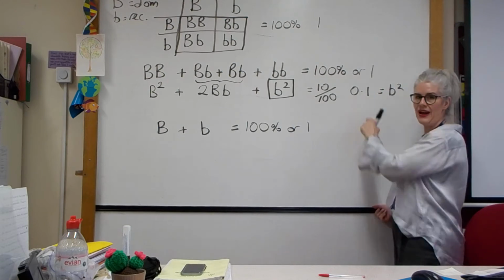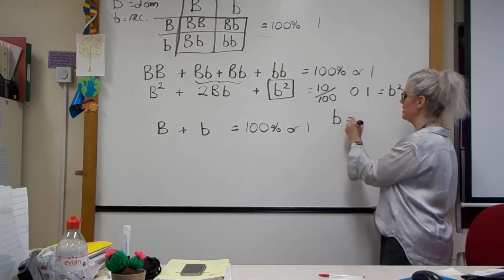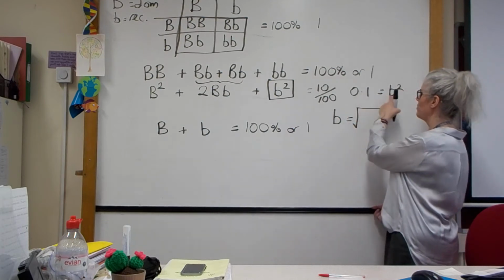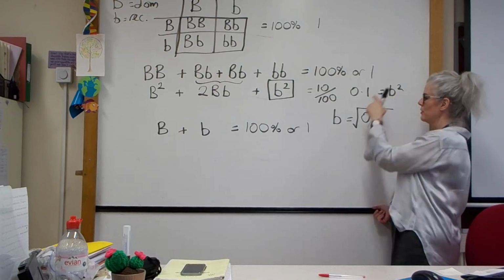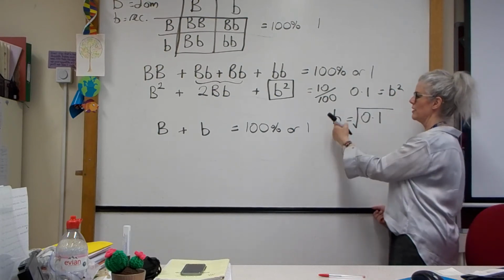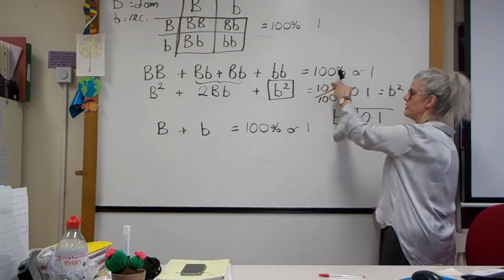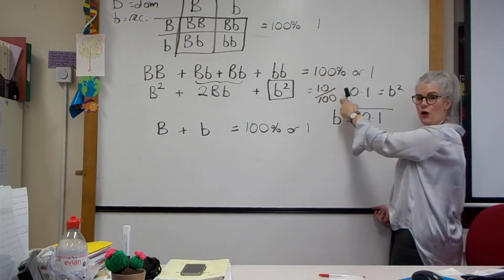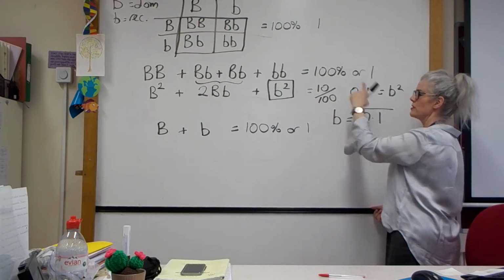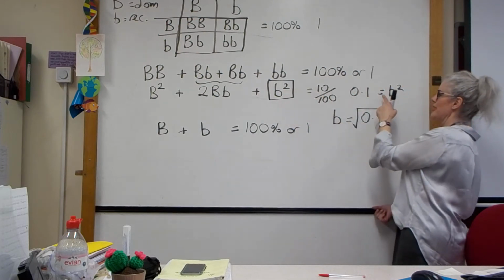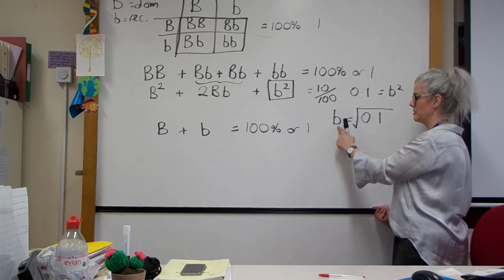So from that, we can then work out what b is. So b would actually be the square root of 0.1. So to undo a square, you square root it, and that will give us just b. So b squared, we can count the number of individuals, divide that by how many individuals we have in our total population. That will give us the frequency for b squared. You take that value and square root it to work out what little b is.